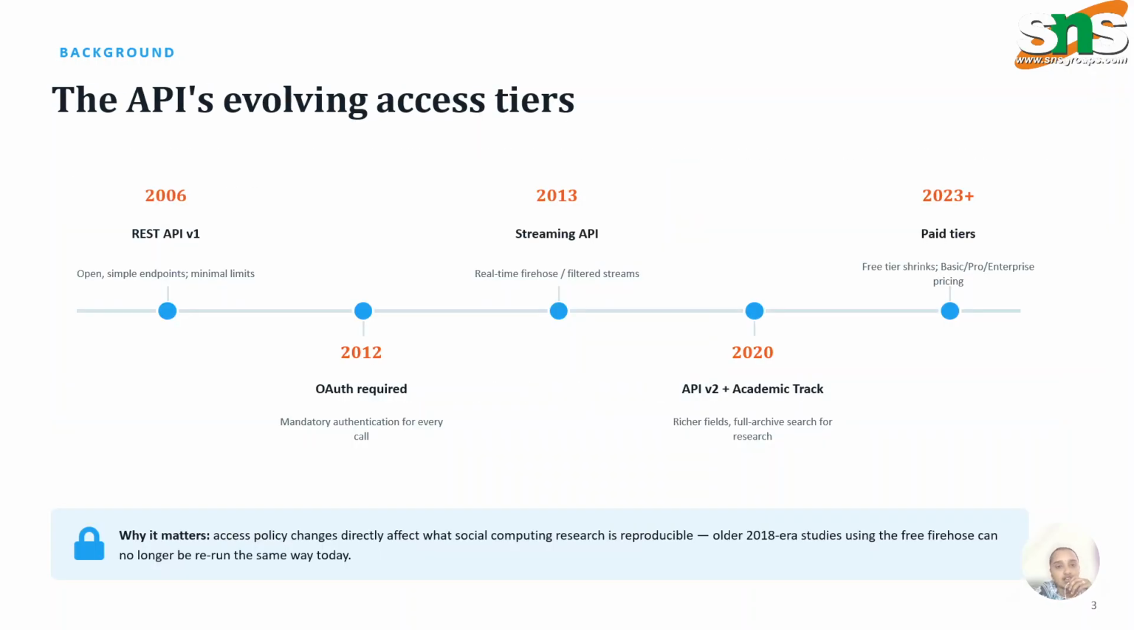So next one is the API evolving access tiers. In this, there are many criteria from 2006 to 2023, including 2012 and 2020. Okay, so why does it matter? Access policy changes directly affect what social computing research is reproducible. So older 2018-era studies using the free firehose can no longer be rerun the same way today.